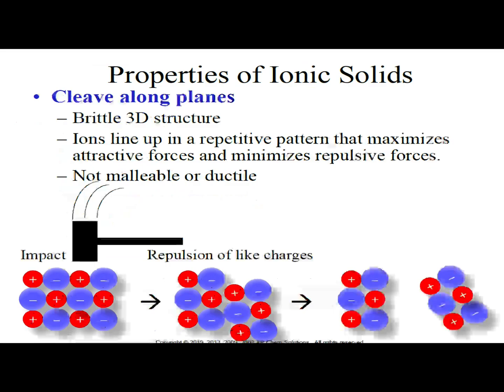If we hit them with a hammer, they are considered to break apart into surfaces that have definite angles to one another because these little ions are lined up in repetitive patterns. And so this brittleness tends to result from the repulsion of like charges as one layer slides over another. So ionic compounds are not malleable.